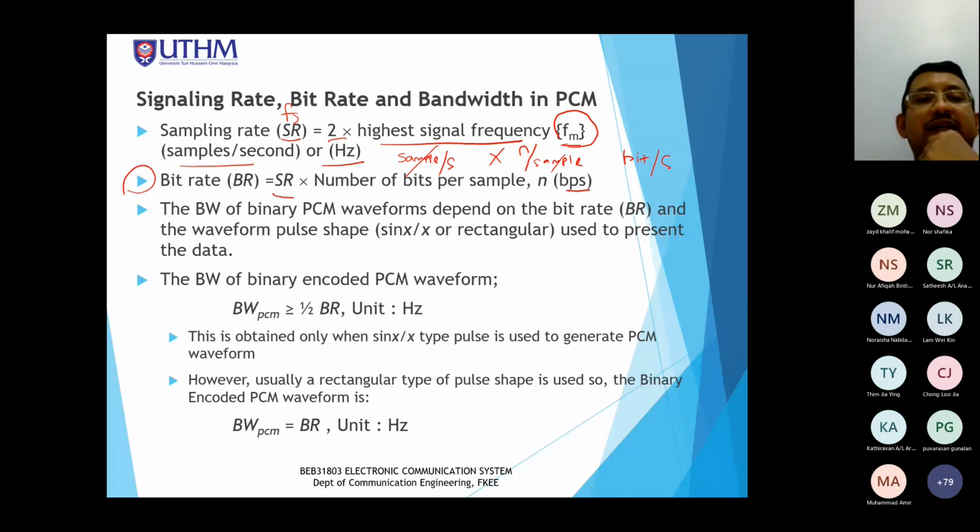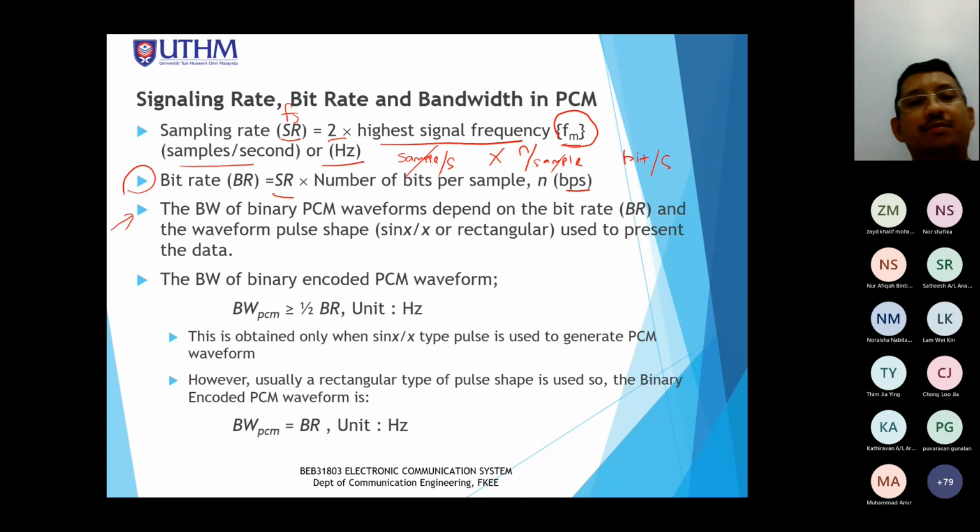The bits per second, or the bit rate, determines the transmission rate, the speed of transmission. You can relate this with the internet speed, for example. Like Unifi, we have Unifi 100 megabits per second, Unifi 300, Unifi 500, 800, and so on. That one is actually referring to the bit rate, the speed of transmission. How many bits you can send in 1 second. So that is the bit rate.